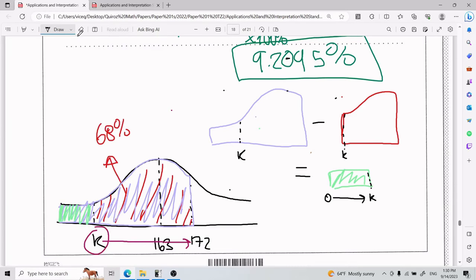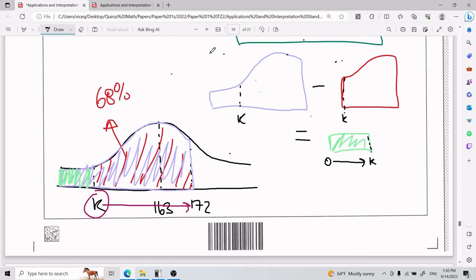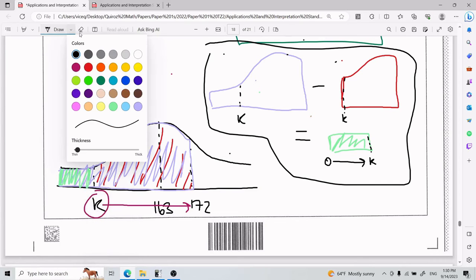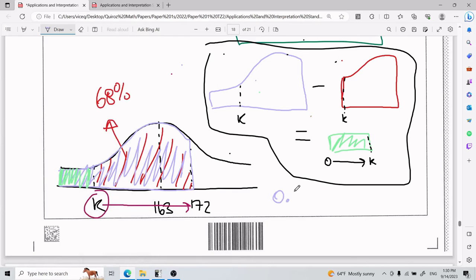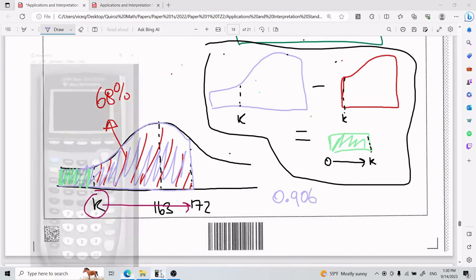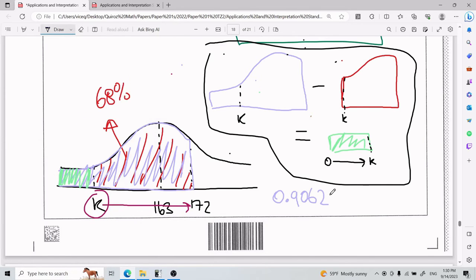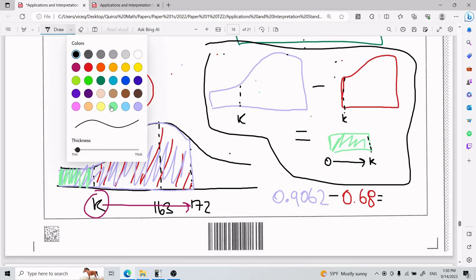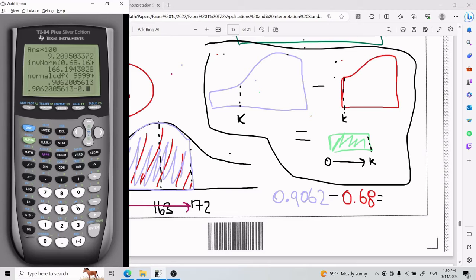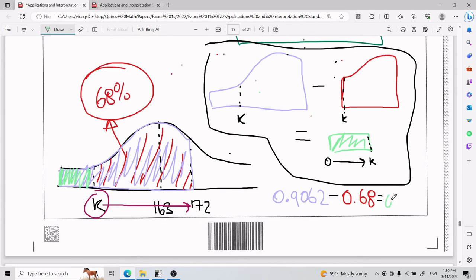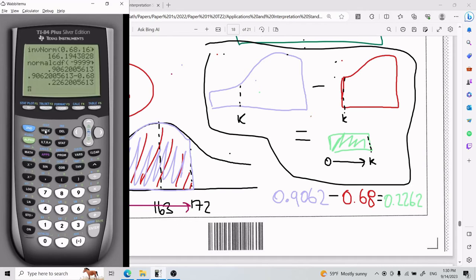See? And so the area under the curve in what's in purple is following what I just did here. ¿Cierto? The area of the purple one is 0.906. And so if I do that minus the one that's in red, that by context, by the exercise, we know it's 68%. I do minus 0.68. I end up with the area of the thing in green. See? So if I do this minus the 68, that gives me 0.2262. All right, cool. And so if I do inverse normal of that, 0.2262, I plug in my mean, standard deviation, boom. There's my k value.